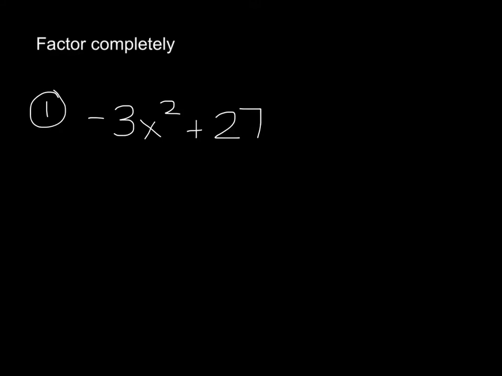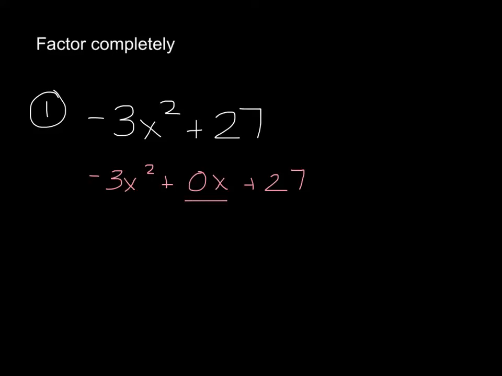Okay, so this is what your problems are going to look like with a missing term. So basically what's missing is that middle x. So really if we wanted to rewrite it, we could say negative 3x squared plus 0x plus 27. But I'm not going to have you guys do that for those problems. It's just so you can actually see that that middle term is 0.